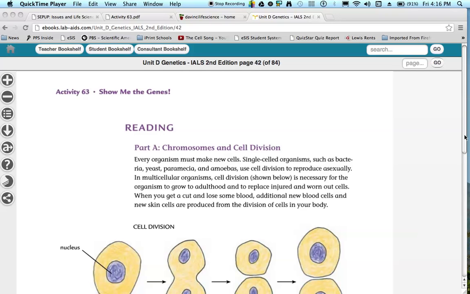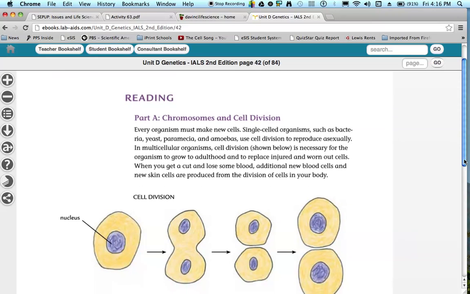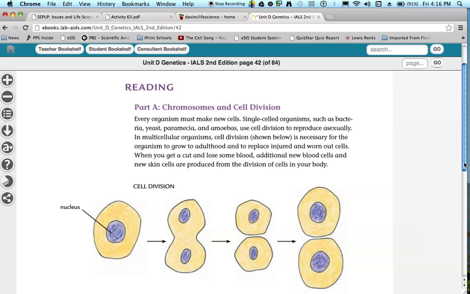Part A, chromosomes and cell division. Every organism must make new cells. Single-cell organisms, such as bacteria, yeast, paramecia, and amoebas, use cell division to reproduce asexually.